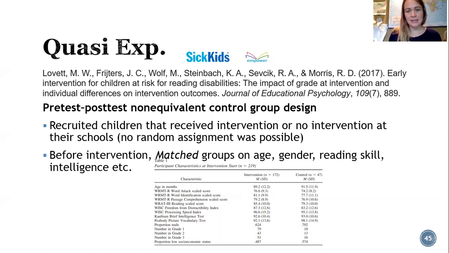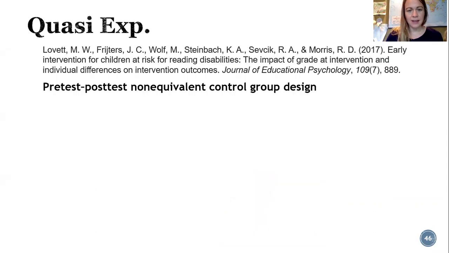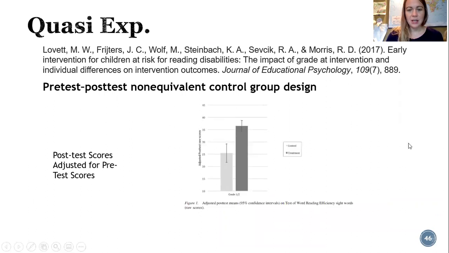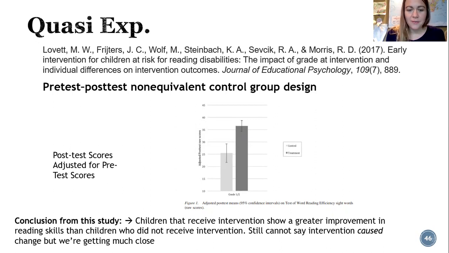Then they measured their reading skills at the beginning and then at the end of the testing period. And here's the results. What I'm showing you here is their scores at the end of intervention, controlling for their pre-intervention scores. So it's showing us the amount of change that each group made during this time period. And we're comparing our control group versus our treatment group. You can see that the children that received intervention made larger change, significantly greater change than the group who didn't receive intervention. So the conclusions that we can draw from this study are that children that receive intervention show a greater improvement in their reading skills than children who do not receive intervention.